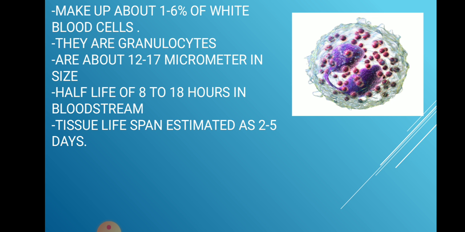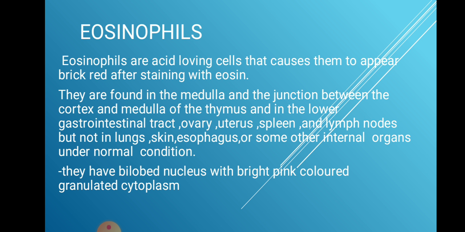Introduction. Eosinophils make up about 1 to 6% of white blood cells. They are granulocytes, about 12 to 17 micrometers in size. Their half-life is 8 to 18 hours in the bloodstream, and the tissue lifespan is estimated as 2 to 5 days. Eosinophils are acid-loving cells, which causes them to appear brick red after staining with eosin.